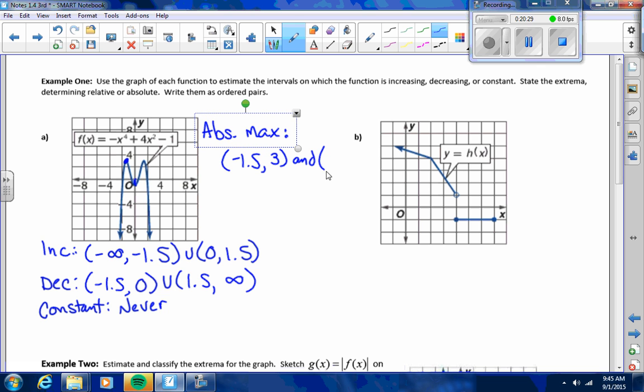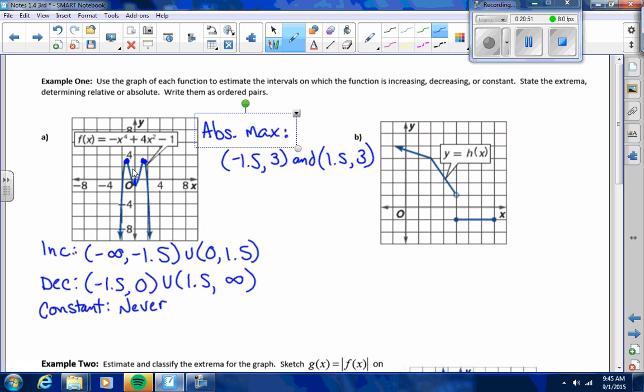And we have another one. Where's the other one at? Positive 1.5, comma, positive 3. So the y value there has to be the exact same in order for it to be the absolute max for both. Okay, so that took care of that point and that point. 2 absolute maximums.